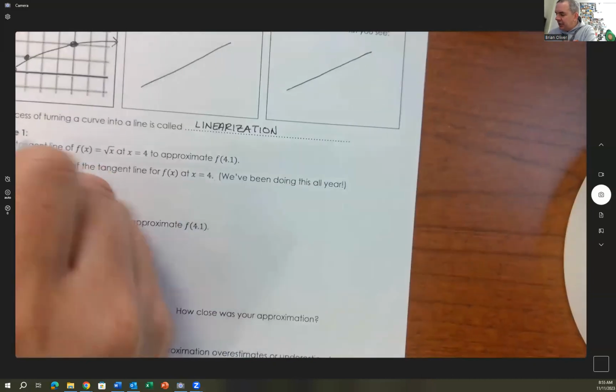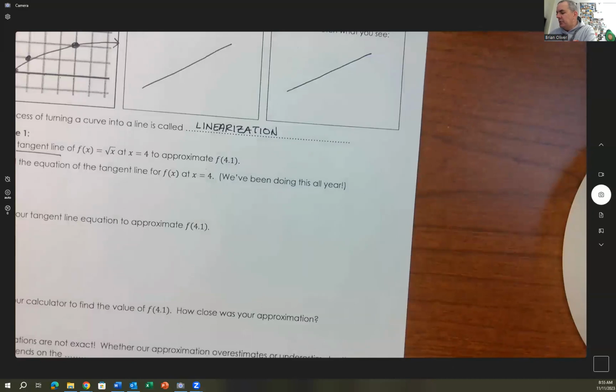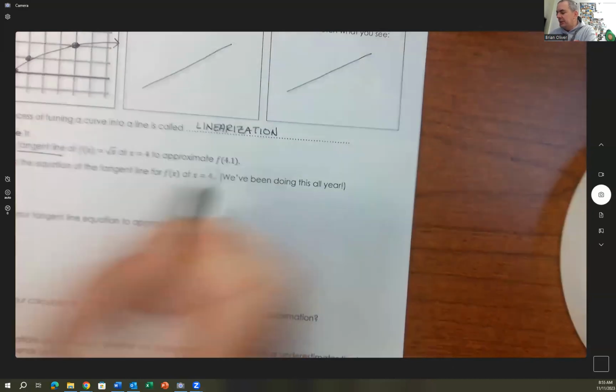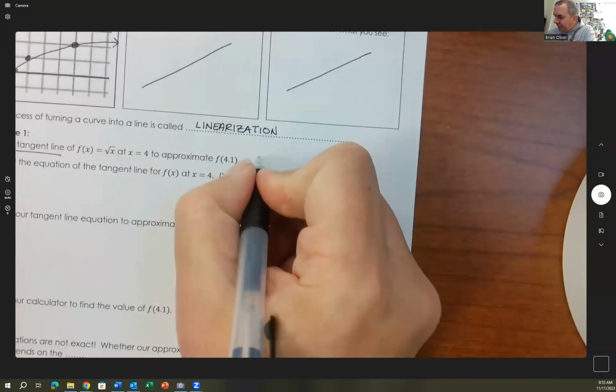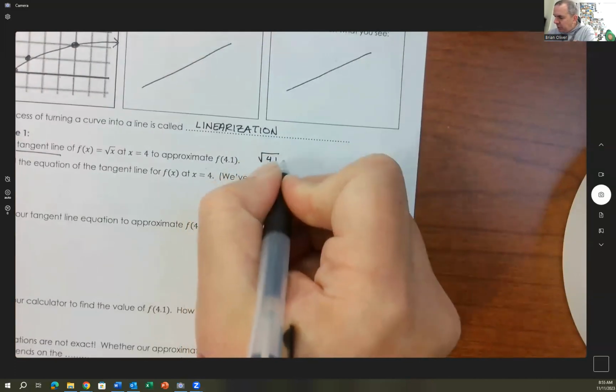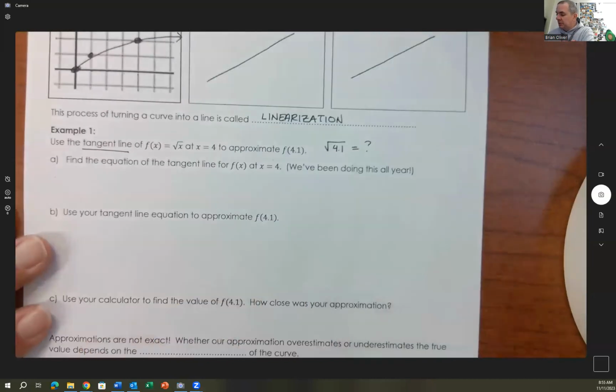I want to use the tangent line of f of x equals the square root of x at x equals 4 to approximate the square root of 4.1. What I'm actually trying to do is say, if I take the square root of 4.1, what does that equal? That's what I'm trying to figure out. So I'm going to use a tangent line approximation.